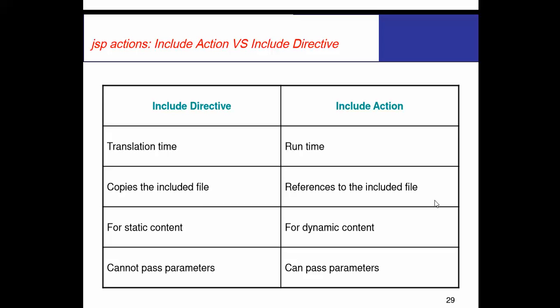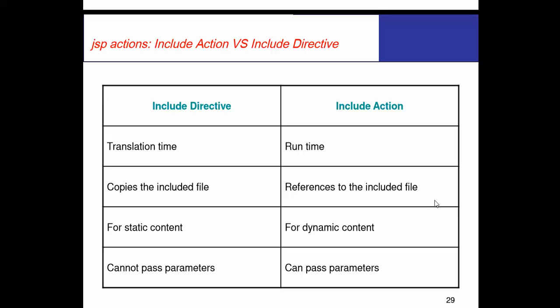Suppose I have my main page and I can't write everything on it, so I will just write there jsp:include page equals content.jsp, and leave it. When the JSP page is rendered, at runtime, this include action is going to execute. So that is the difference: the include directive is at translation time, whereas the include action is at runtime. Next, the include directive copies the included file, whereas the include action references the included file.